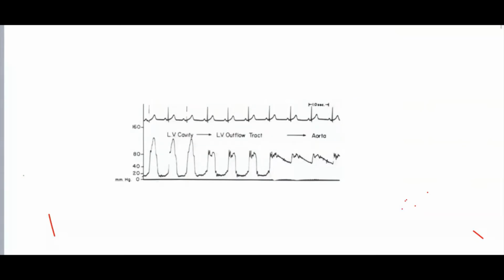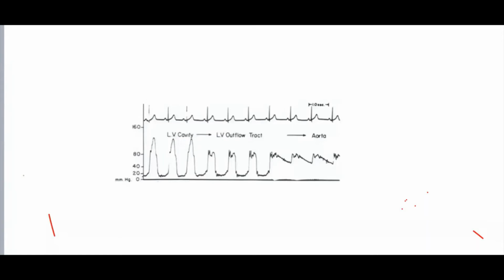Look at this catheter. We have a single catheter and we are pulling back. It was in the LV, then we are in the LVOT, then we are in the aorta. What happens? There is a gradient. Where is this gradient? At the level of LVOT. Very good.